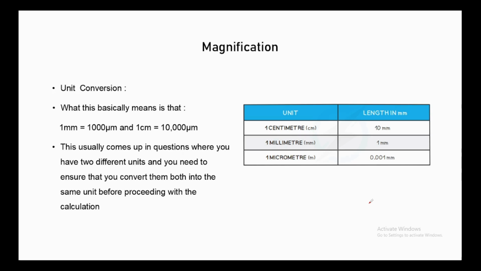Unit conversion. This is an important thing in magnification. What does this basically mean? 1 millimeter is equal to 1000 micrometers, and 1 centimeter is equal to 10,000 micrometers. This usually comes up in questions where you have two different units and you need to ensure that you convert them both into the same unit before proceeding with the calculation. Remember this table.